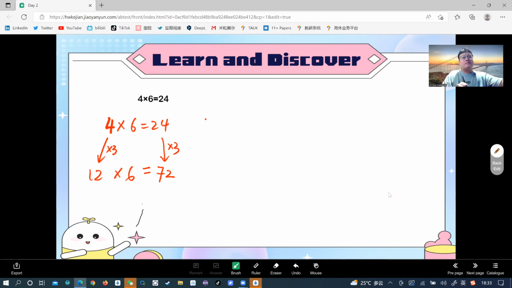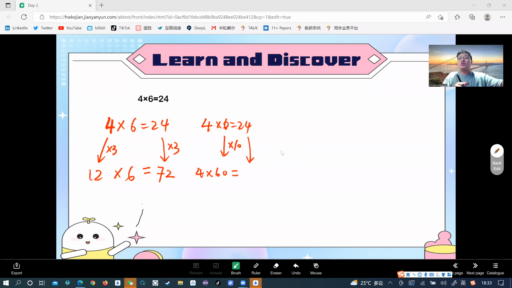What if we do this? We know that 4 times 6 is 24 as well. And this time I'm going to do 4 times 60. What's the answer here? Anyone? You just type your answer in the chat box. If you multiply by 10 to enlarge one of the multipliers, the result is going to change in the same way. Do you know why? Because we have the associative property. We can just swap the position of these two multipliers, right? So we multiply by 10 and the result is 240.